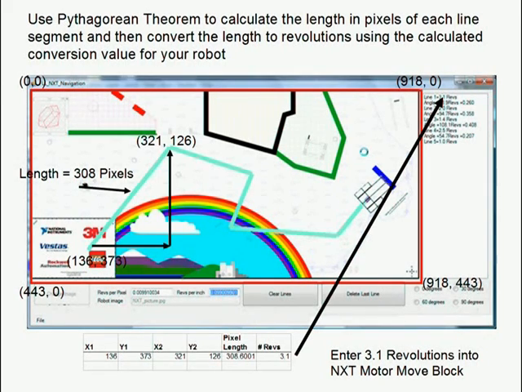And for those of you who don't know what that is, that's just a squared plus b squared equals c squared. You add them all together and you get it. And then you get the final length of 3.1 revolutions, as you can see in the bottom.